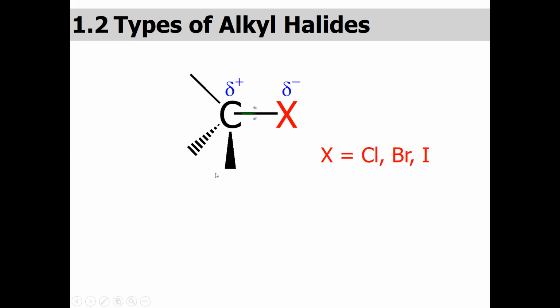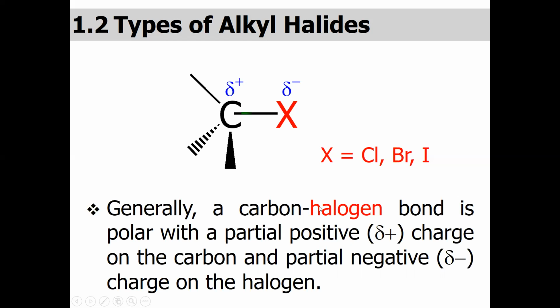Now, as you know, this carbon-halogen bond is polarized. Polarized means that due to the electronegativity difference, it has a positive and a negative center. Now this is basically the nucleophilic center, and this is basically the electrophilic center of this alkyl halide. Generally, as I discussed, a carbon-halogen bond is polar, with a partial positive charge on the carbon and a partial negative charge on the halogen.